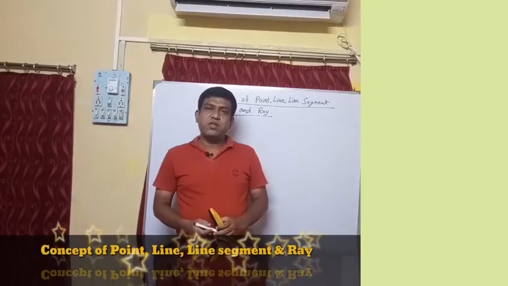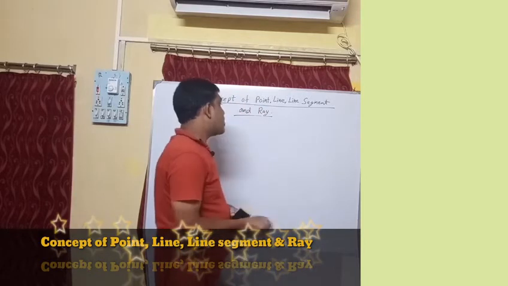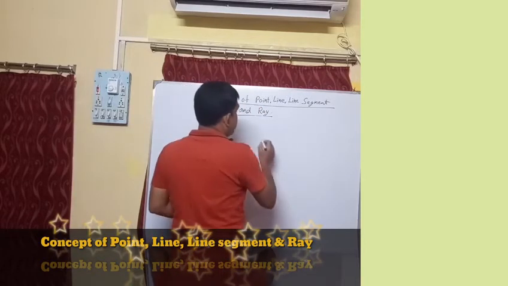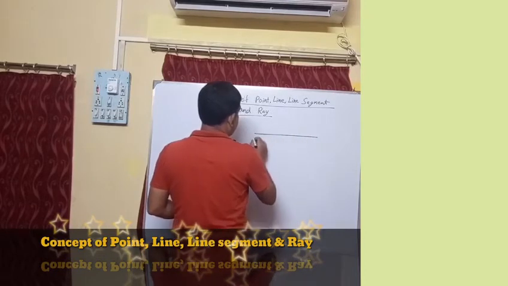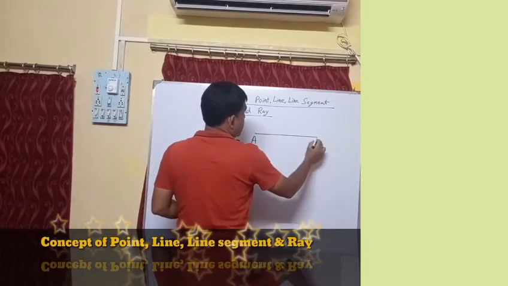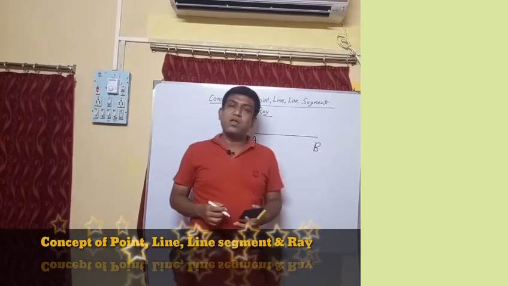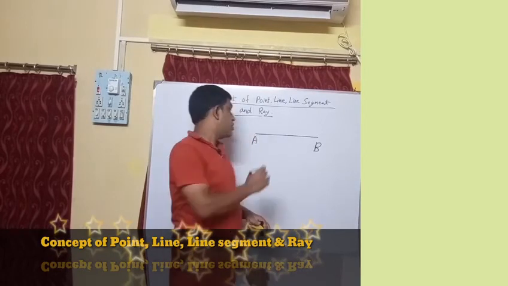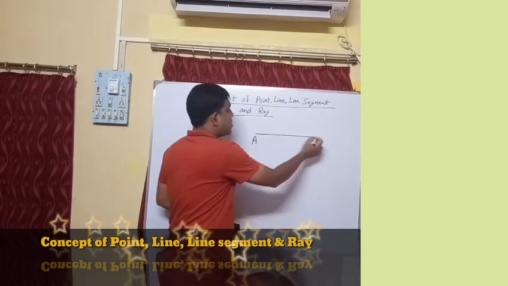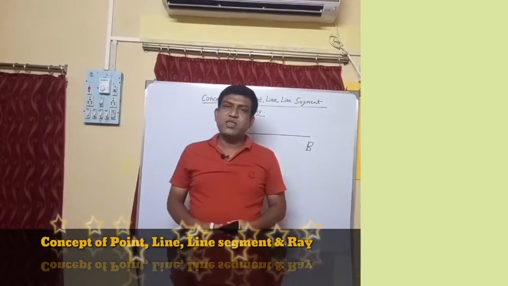Next one is line segment. What is a line segment? The portion of a line is called a line segment. It has two end points. A line segment has two end points.